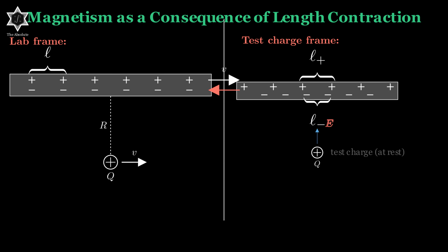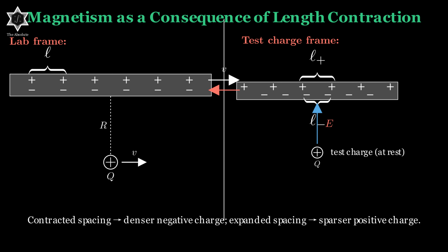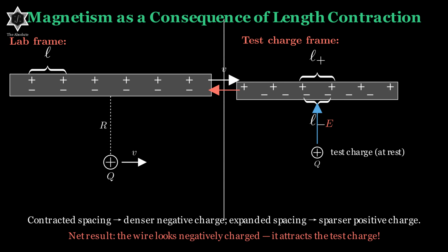Meanwhile, the test charge itself is at rest in its frame, and it now feels a genuine electric field, E, pointing toward the wire. Because the negative charges are packed more tightly, the wire looks negatively charged overall. And that net negative charge is exactly what pulls the test charge toward the wire, back in the lab frame. We call this force a magnetic force.